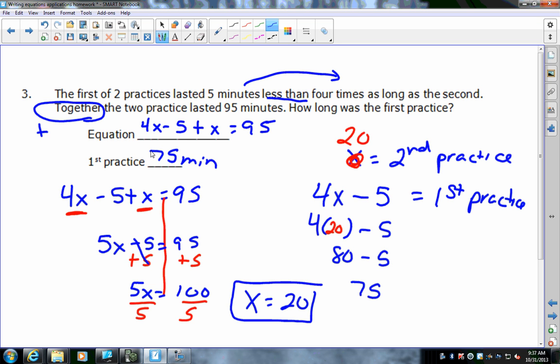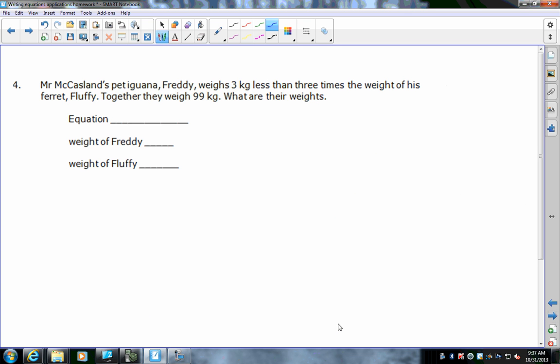All right, let's look at number 4. Oh, this one's fun. Okay. Mr. McCaslin's pet iguana, Freddie, weighs 3 kilograms less than, underline less than. Draw a little arrow to remind us to put it at the end. Less than 3 times the weight of his ferret, Fluffy. Together, they weigh 99 kilograms. What are their weights?